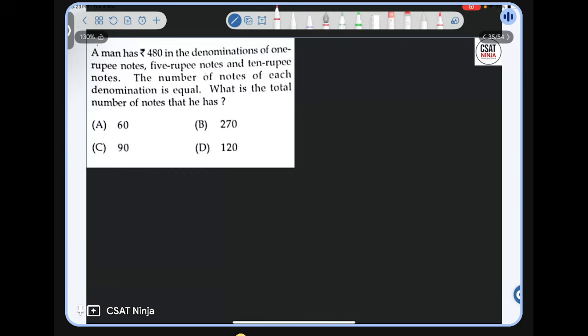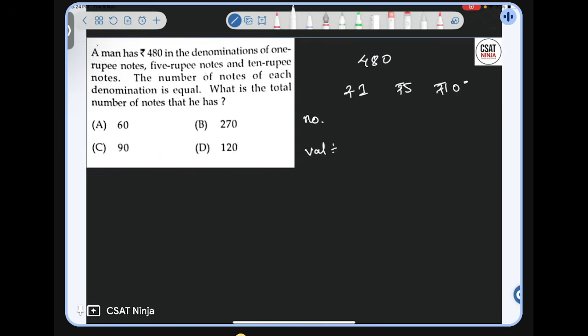It's a question based on denomination. There is a total of 480 rupees. Whenever you see a rupees type of question, always remember there will be a number and there will be a value. Always keep that in mind. So the question here says there is how much? 1 rupee, 5 rupees, and 10 rupees.